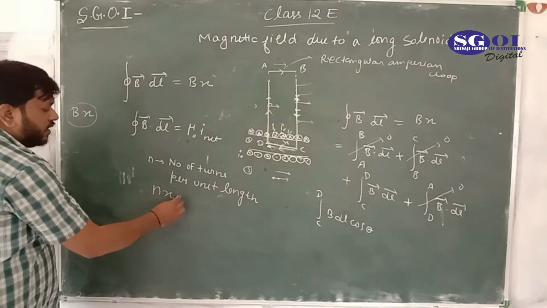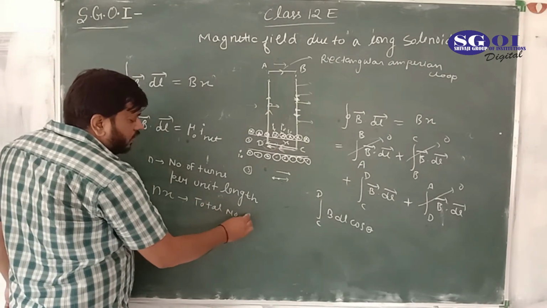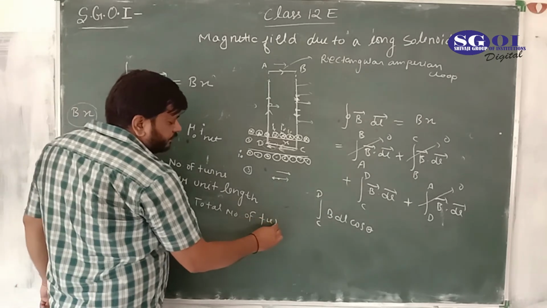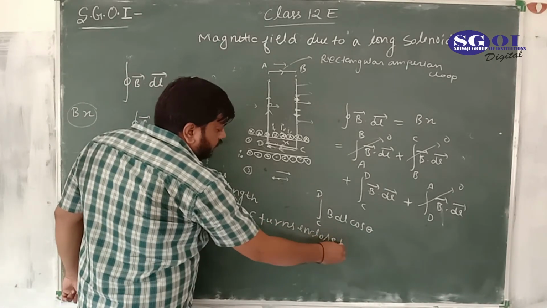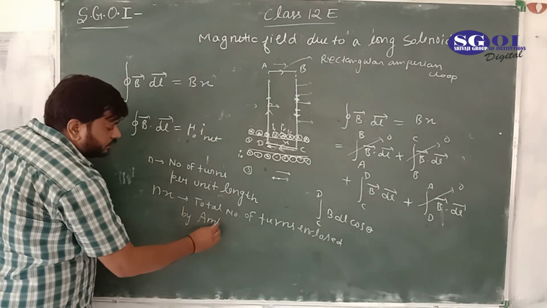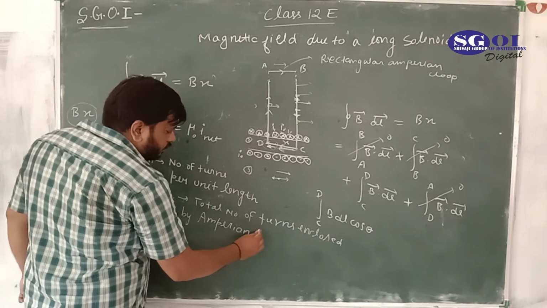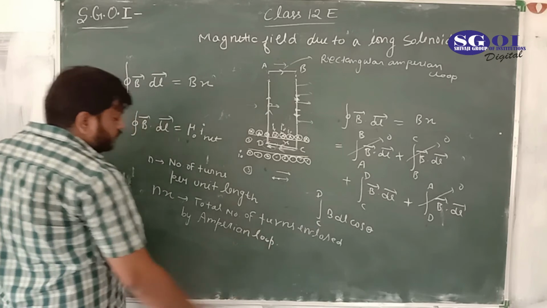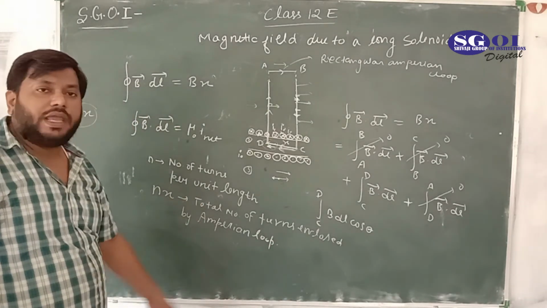So nx is the total number of turns enclosed by the Amperian loop. Okay, nx is the total number of turns enclosed by the Amperian loop.